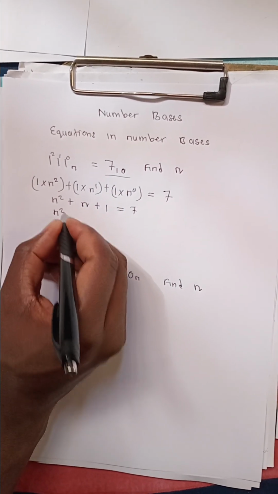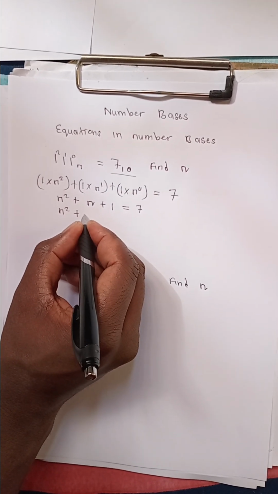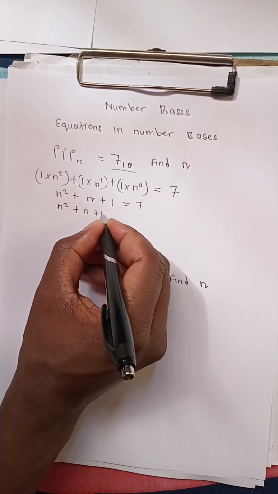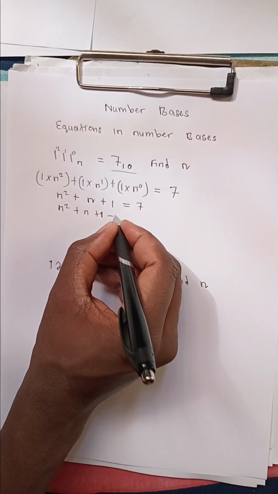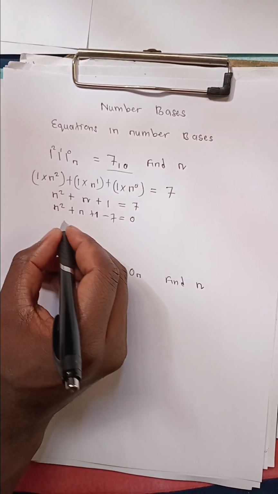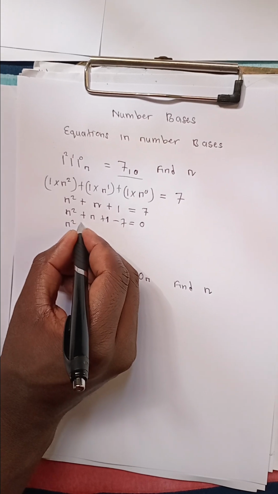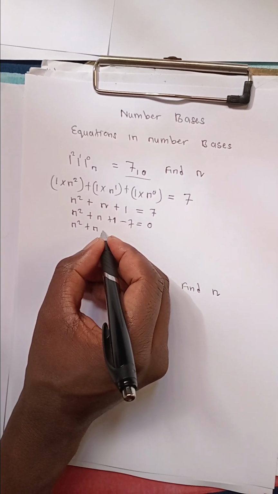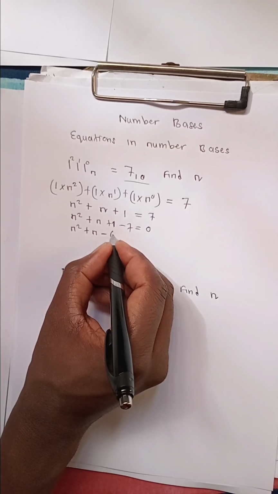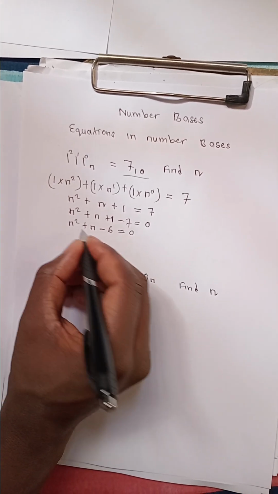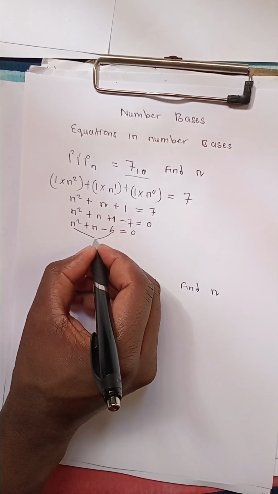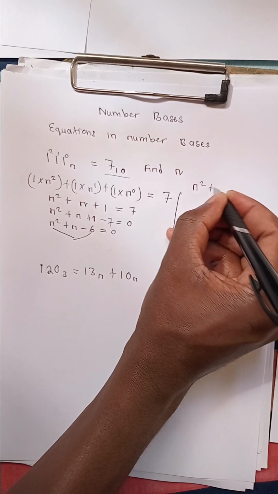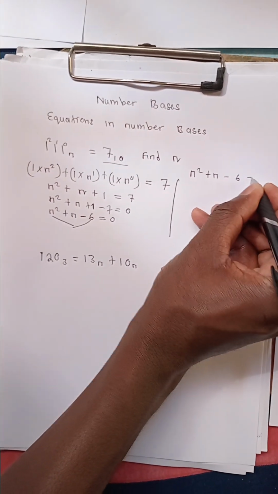So it's now n squared plus n plus 1, minus 7 is equal to 0. So n squared plus n, 1 minus 7, we get minus what? Minus 6 is equal to 0. So we're going to factorize. We have n squared plus n minus 6 is equal to 0.